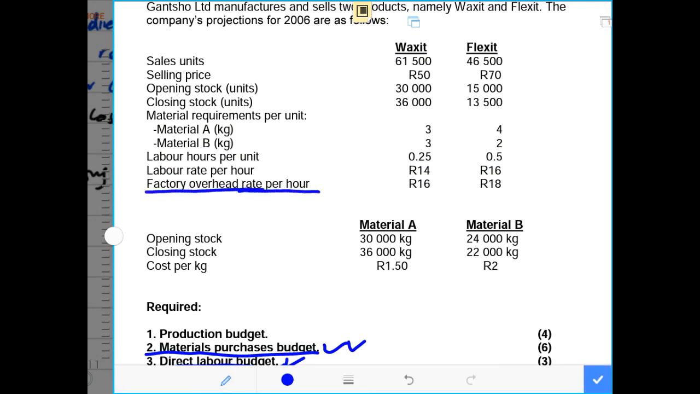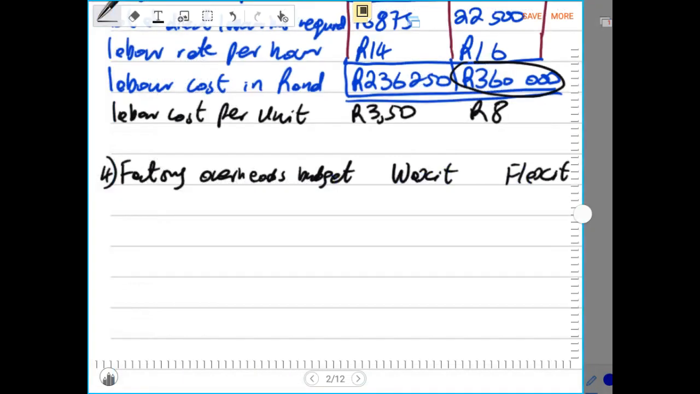Here the factory overheads per hour are 16 rand per hour and 18 rand per hour. If they are based on the rate of overheads per hour, that means it is based on the labor hours. The minute your factory overheads are per hour, it means it is based on labor hours. So if you want to calculate per unit, you can just say 16 times 0.25 and 18 multiplied by 0.5. That will give us our overhead rate per unit, but we need it to be in total. I'll still show you how to calculate the per unit.